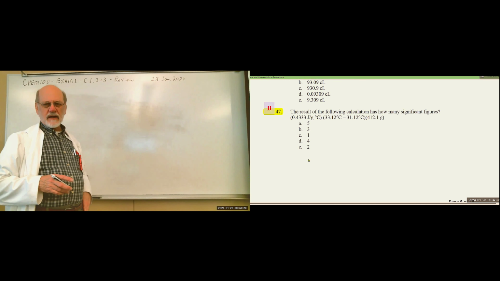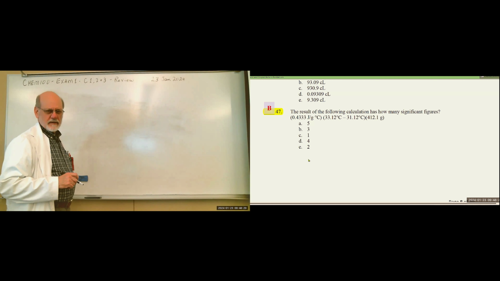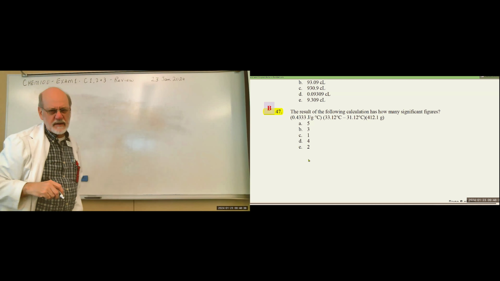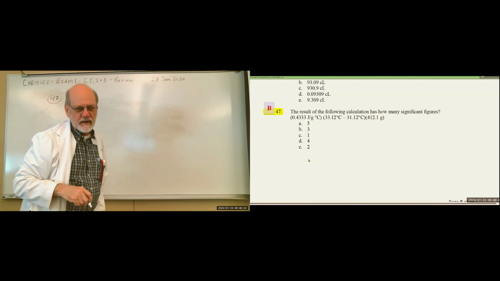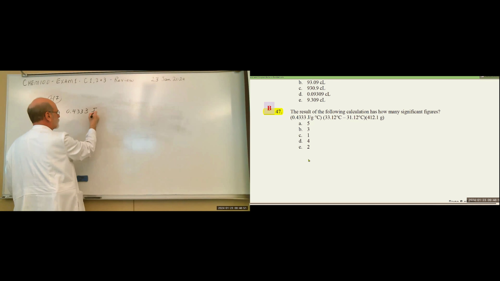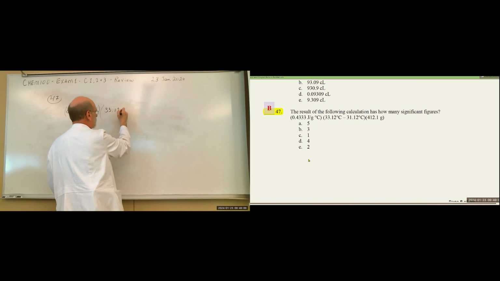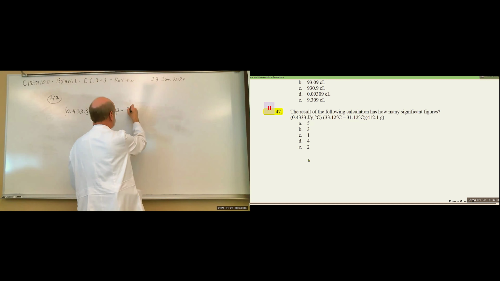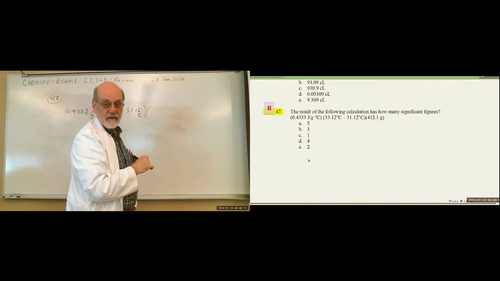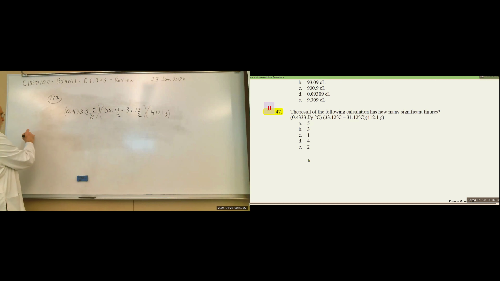Let's see what we got here. How many significant figures? So we're given this calculation. Let me write it up here. 7.0.433. They're all in line. There's no division in there. 0.4333 joules per gram. And then we've got 33.12 minus 31.12 degrees C. And then times 412.1 grams. All right.